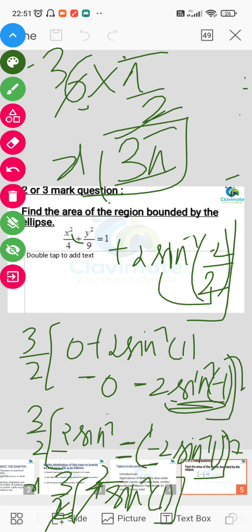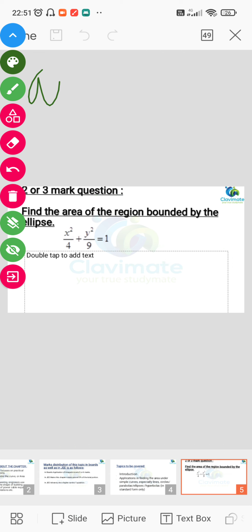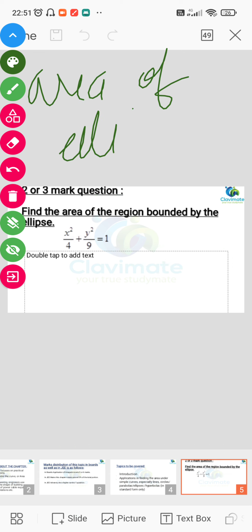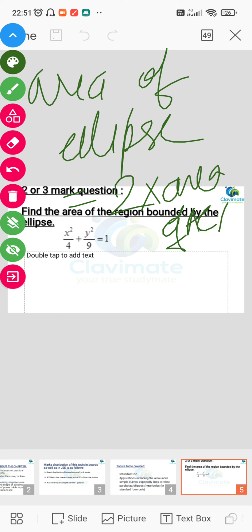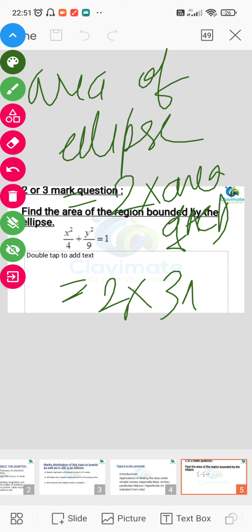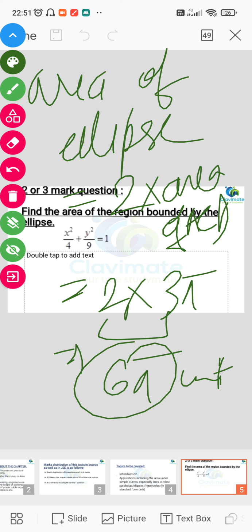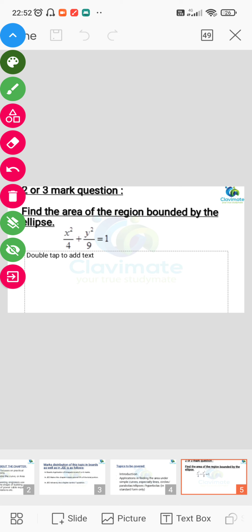Now the area of the region ACD is 3 pi. Now we had to find the area of the ellipse. So what is the area of the ellipse? The area of the ellipse was 2 into the area of ACD, right? So the area of ACD is 3 pi, so the area of the ellipse is 2 into 3 pi, which is equal to 6 pi. So 6 pi square unit is our final answer. So what we did is we found the area of the ellipse. I hope this question is clear now.